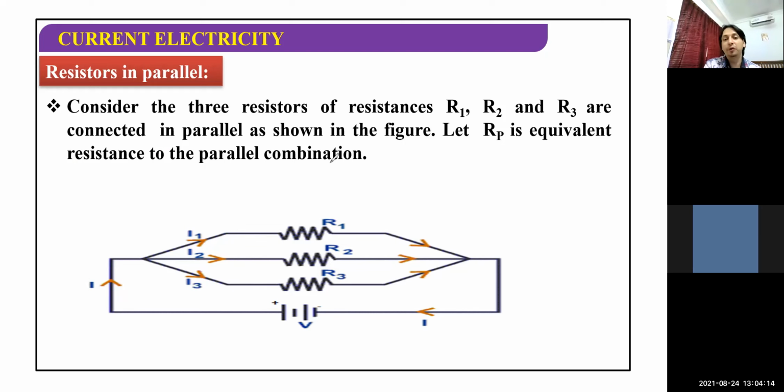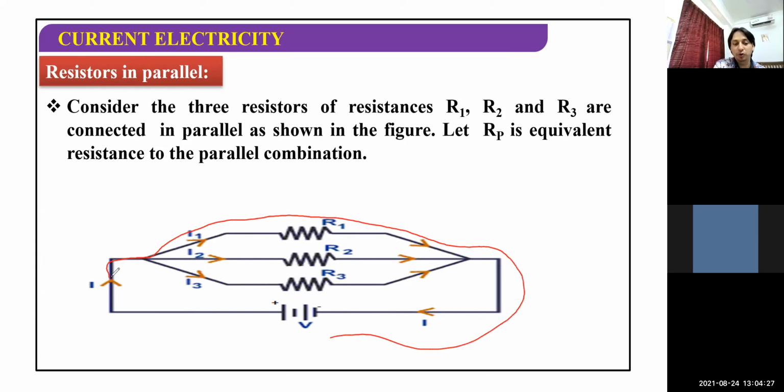Let me draw the different loops. How many loops can I make in this circuit diagram? The first loop is that the first possibility for the current is to follow this path and return back to the battery. Again, this is a closed loop.